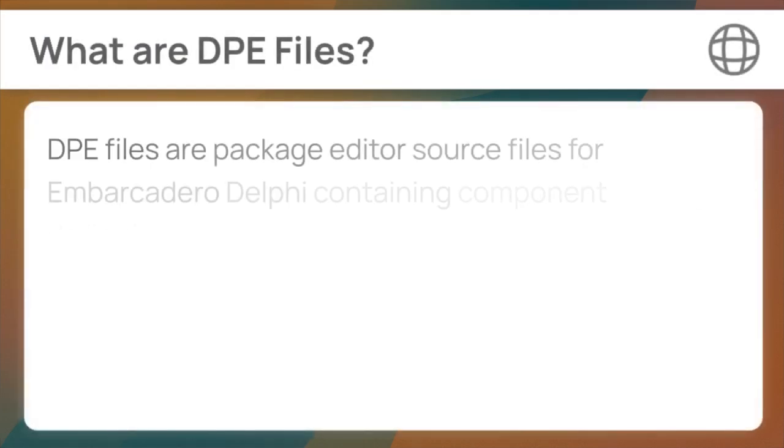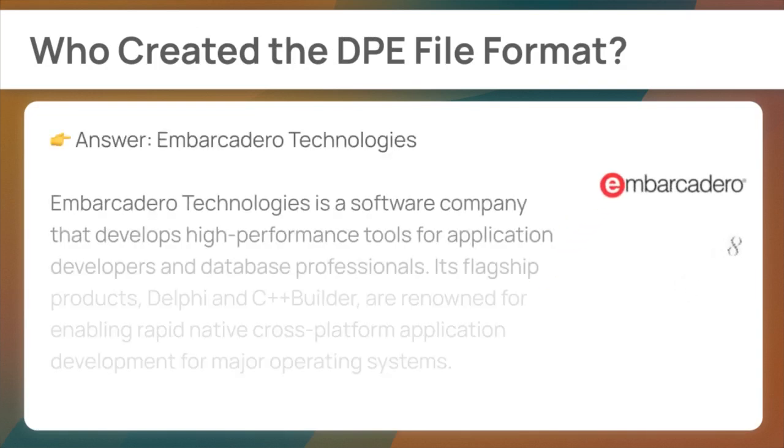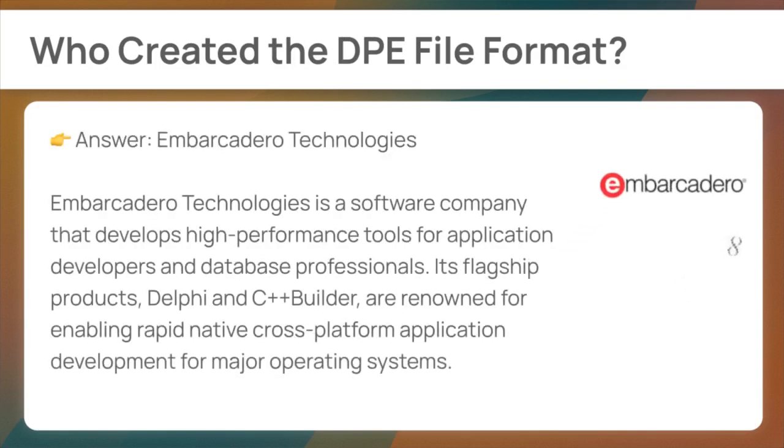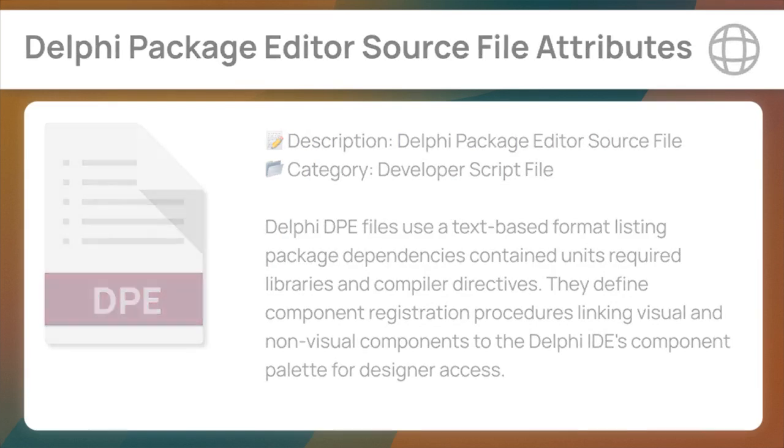DPE files are package editor source files for Embarcadero Delphi containing component package definitions that specify which units, components, and resources are included in a BPL design time or runtime package for the Delphi IDE component library. Delphi DPE files use a text-based format listing package dependencies, contained units, required libraries, and compiler directives. They define component registration procedures linking visual and non-visual components to the Delphi IDE's component palette for designer access.